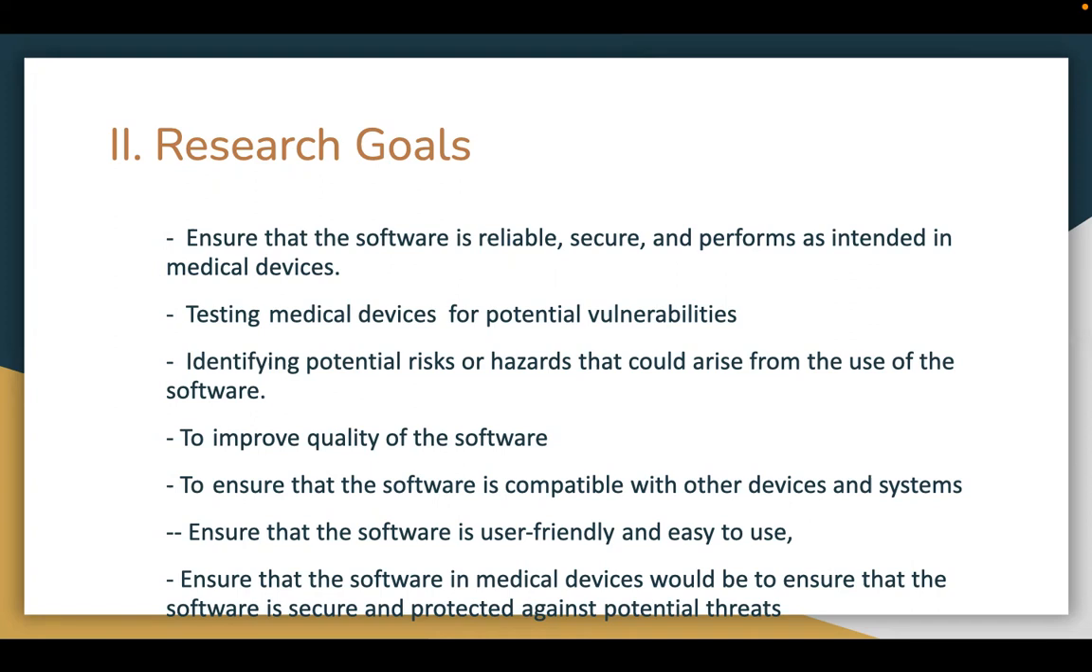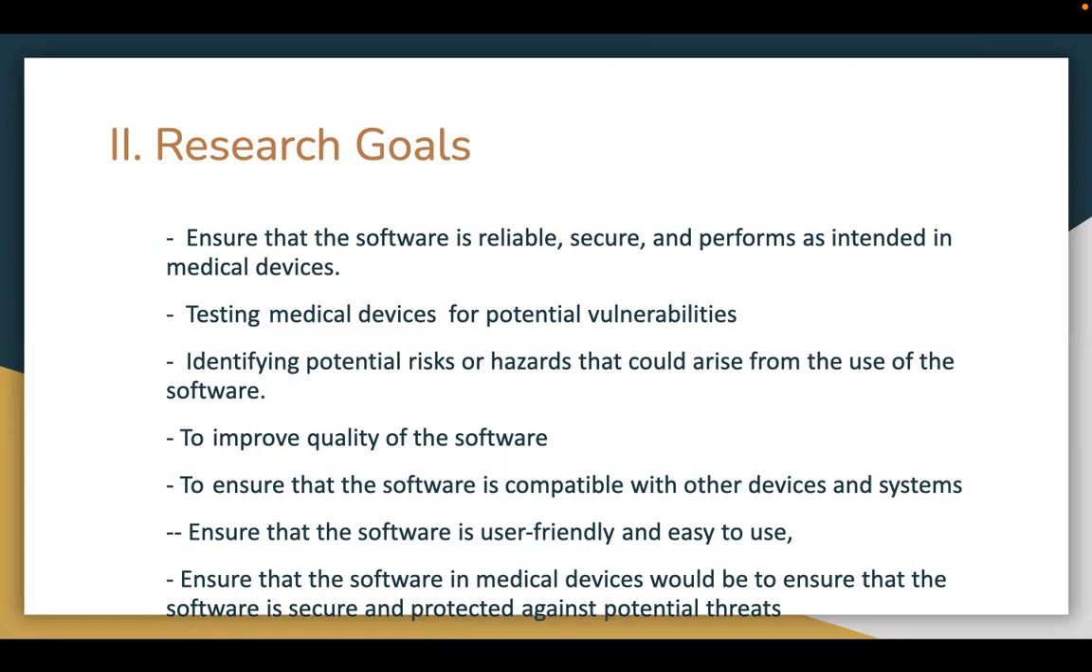Another goal is to improve the quality of the software. This could involve identifying areas where the software could be optimized or made more efficient, as well as identifying any bugs or issues that need to be fixed. The aim is to make sure that the software is as reliable and effective as possible and that it provides accurate and consistent results.